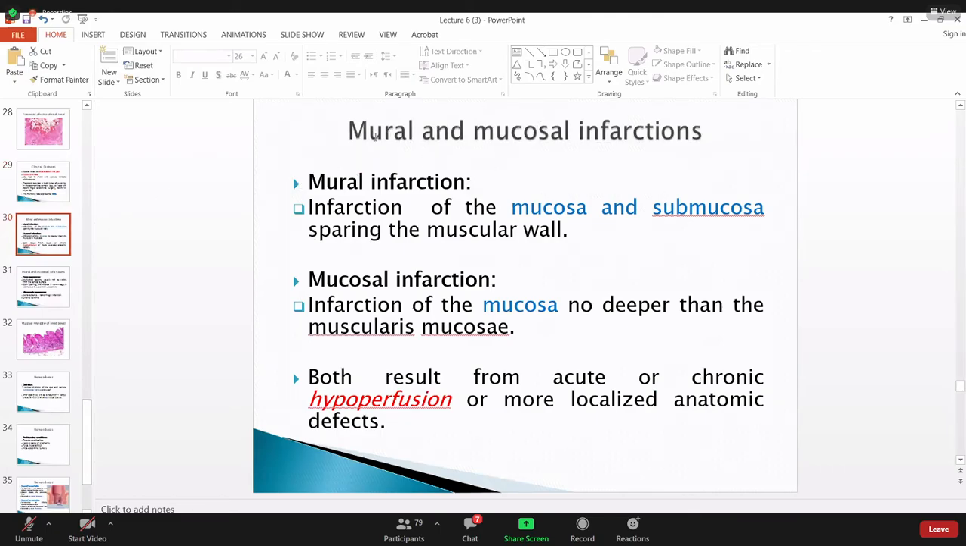The less severe ones are the mural and mucosal infarction. Mural, as we said, is if it involves the mucosa and the submucosa, sparing the muscle wall. Mucosal is if only the mucosa is involved with no involvement of the submucosa. Both result from acute or chronic hypoperfusion or more localized anatomic defects. Usually the mucosal and the mural ones result from hypoperfusion, which is most of the time a transient hypoperfusion.